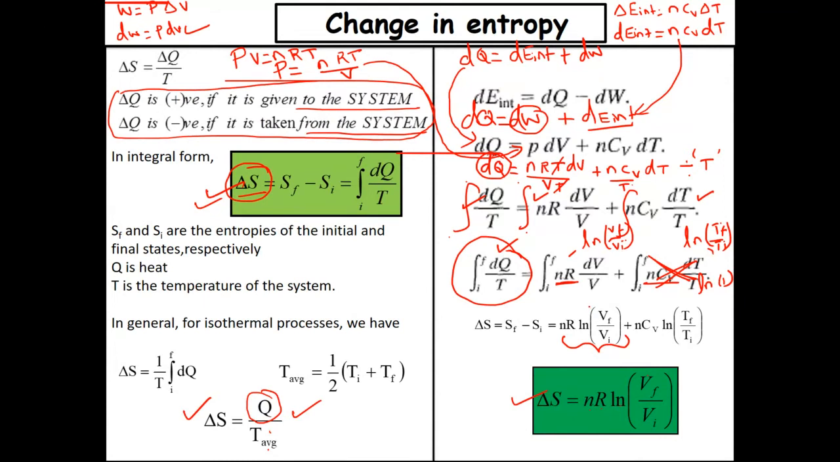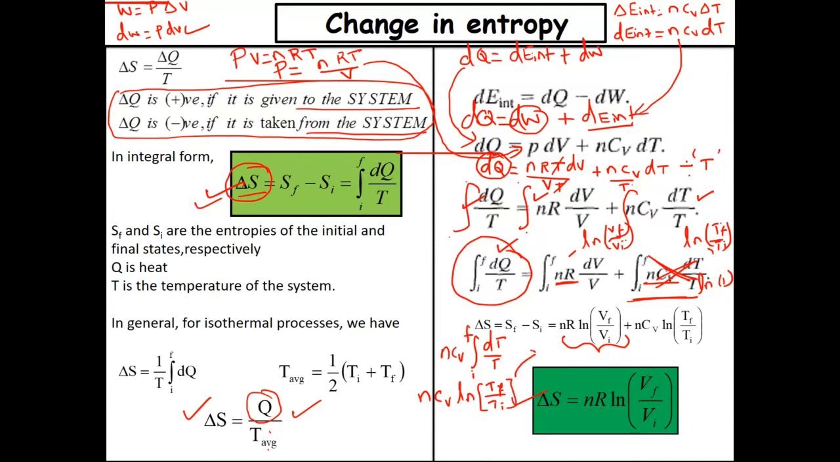Doctor, why will the last part be 0? Because of the constant temperature. Let me explain this term here. If you take nCv outside, you will get dT over T, from the initial value to the final value. If you integrate this dT over T, you will get nCv natural log of T final over T initial.